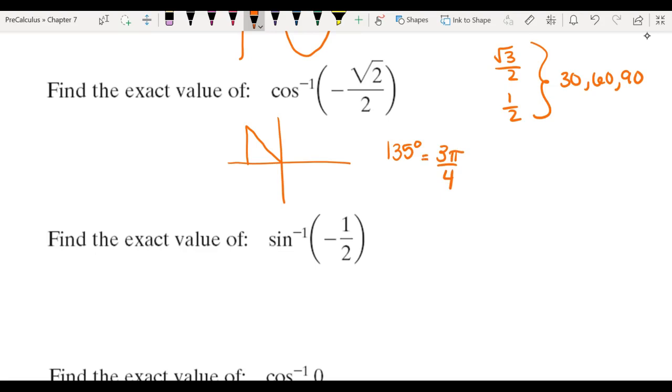Okay. So remember, this is half pi, this is all of pi. Right in between those two is 3/4 of pi. Okay?